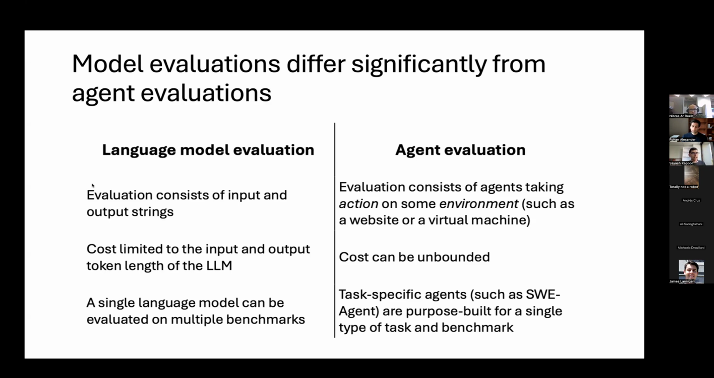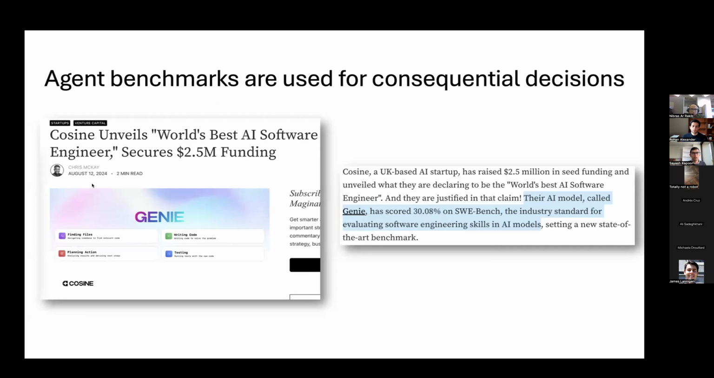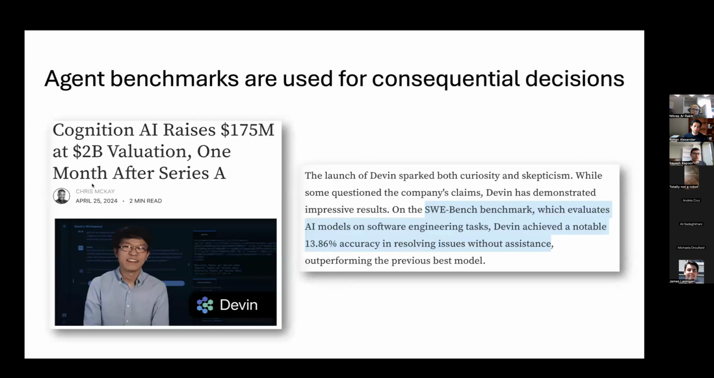So all of this is to say that I think we need to fundamentally reevaluate our approach when it comes to agent benchmarks. That's also because agent benchmarks are already being used for extremely consequential decisions. We've seen them being used to make funding decisions. For example, this model called Genie received millions of dollars in funding based on how well it scored on agent benchmarks. Similarly, Cognition AI, the company that develops the Devin software agent, saw its valuation increase from $350 million to $2 billion US in a matter of weeks after it released its results on SWE-bench, which is an agent benchmark.